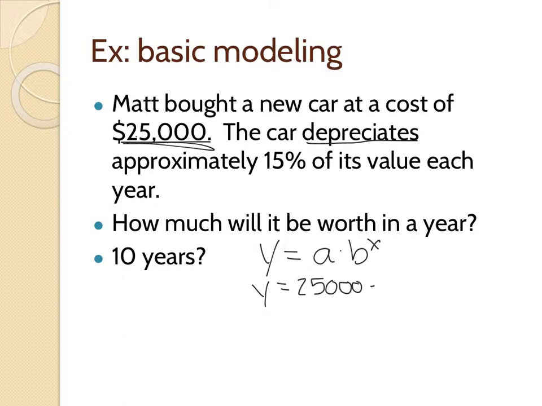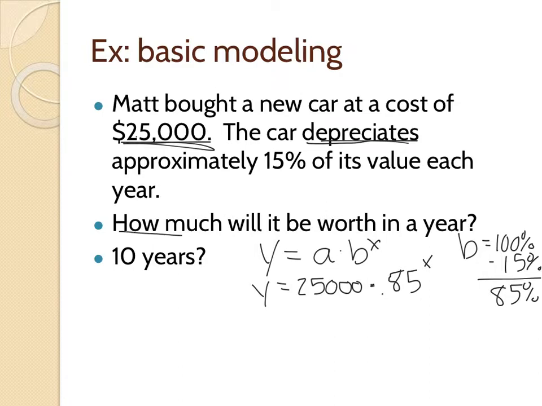times, now remember again, to get b, first of all we start out with 100%, and since we're depreciating, we're going to subtract 15%, which takes us to 85%. Okay, so changing that into our multiplier, I get 0.85 to the x. Let me draw a better x. Okay, so then how much will it be worth after 1 year? Well, this just means I'm going to sub in 1 for x.